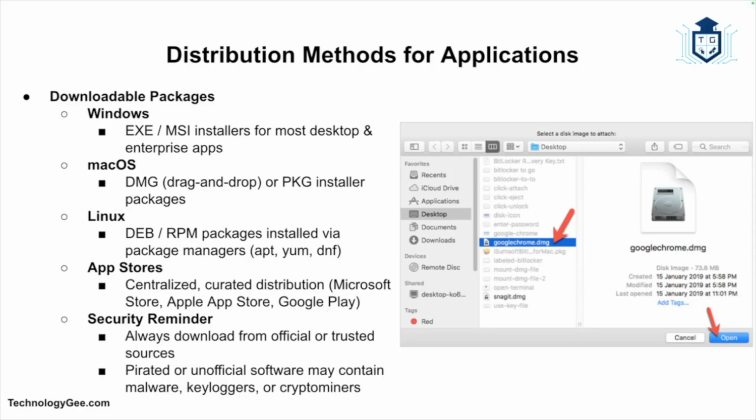Then there's downloadable packages, and you have exe and MSI files, which are in Windows, and these are used for most desktop applications. You got DMG, PKG files, which are used for Mac, and these are drag and drop or installer packages. You got DEB and RPM packages, which are used in Linux, and these are installed via package managers like apt, yum, or DNF. Then you got app stores like Microsoft Store, Apple App Store, or Google Play.